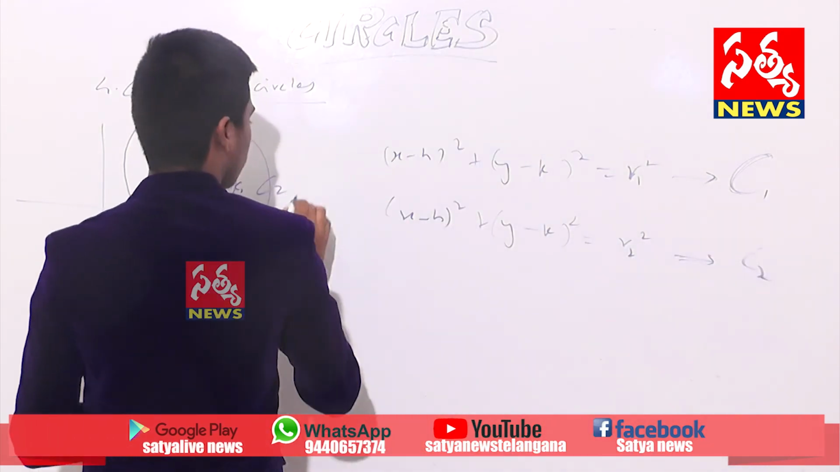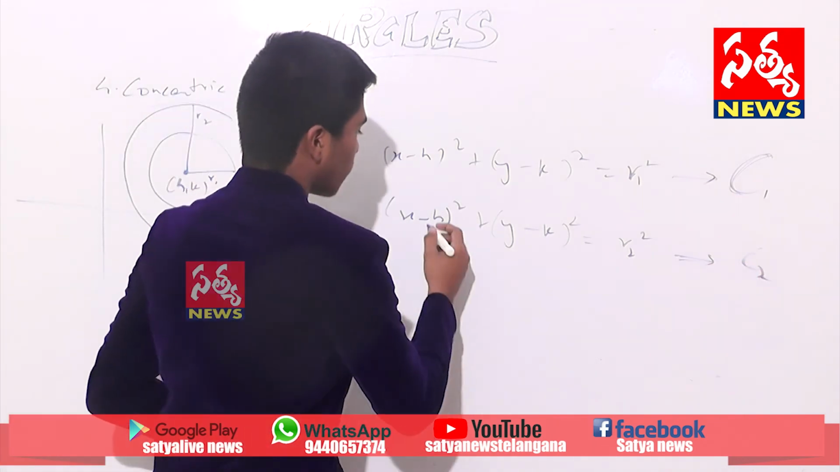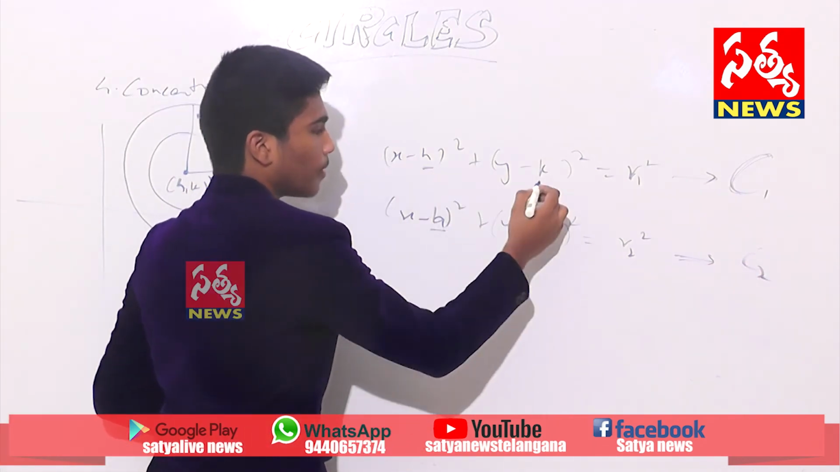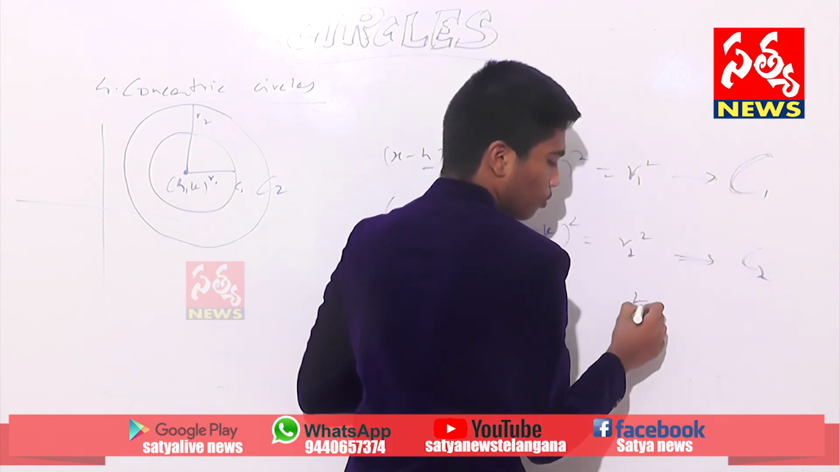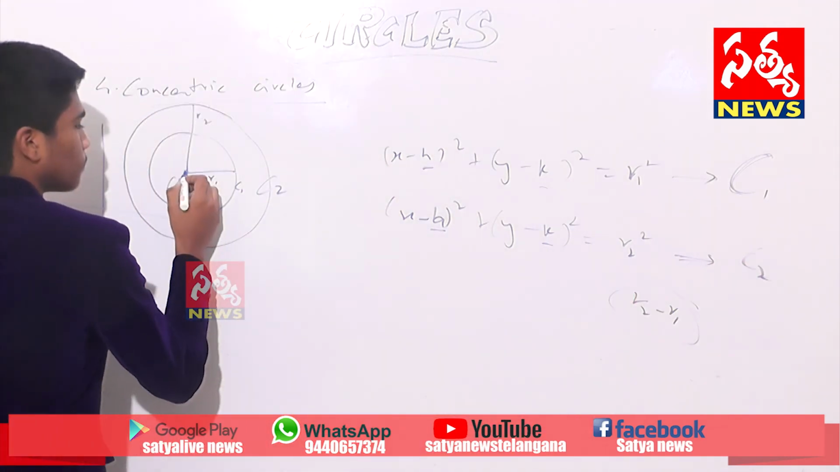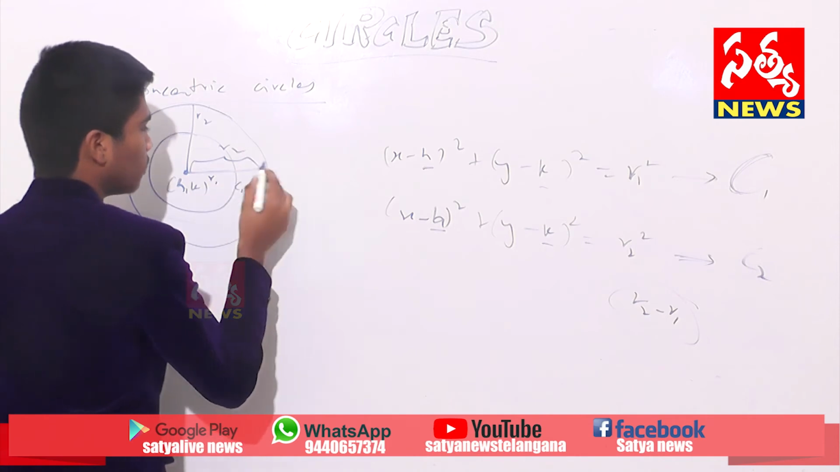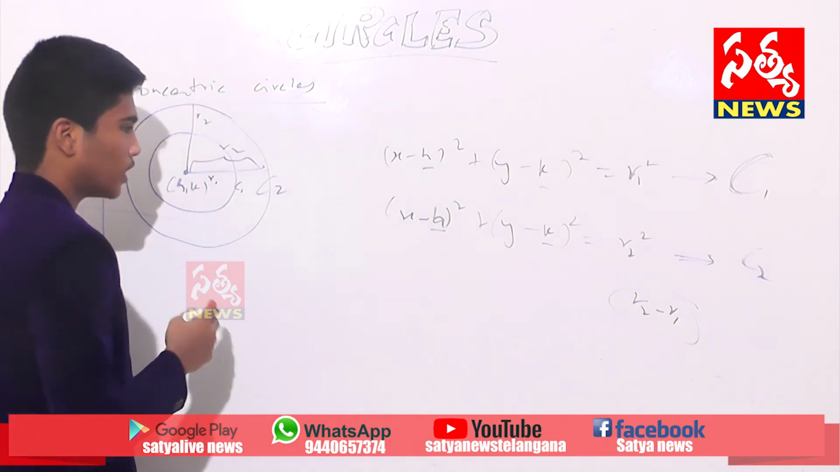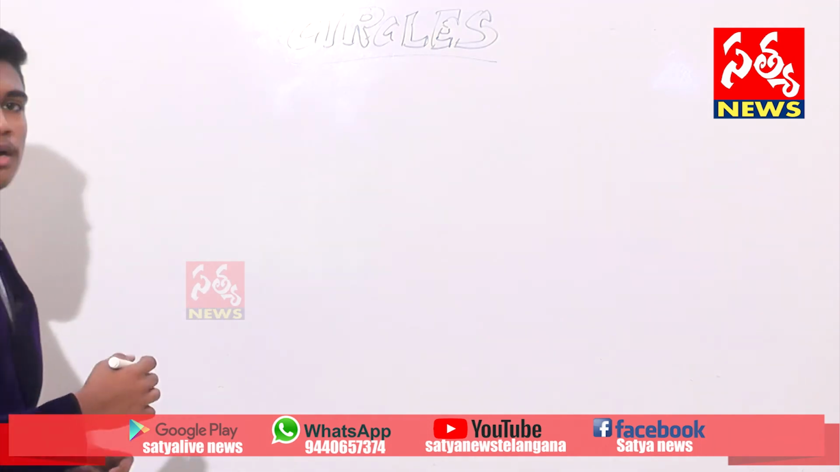This is circle C2, and both are said to be concentric as the center is at h comma k but the radius differs by R2 minus R1. This is the difference between radius, okay? So you can see this is R2 and this is R1 and the difference is R2 minus R1. Hope you got it.